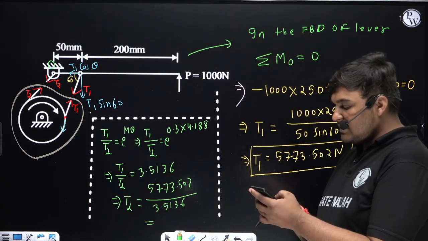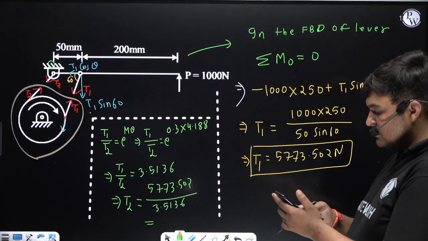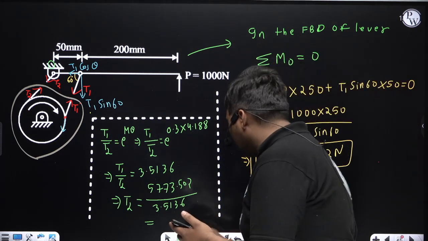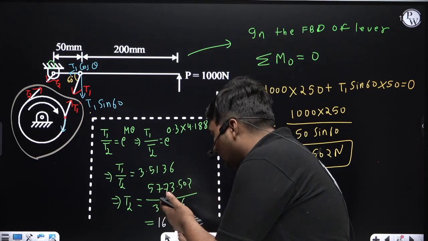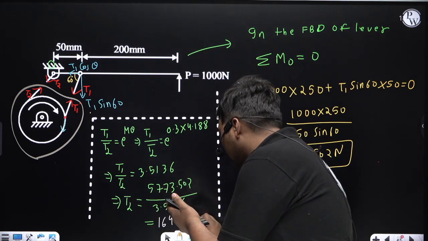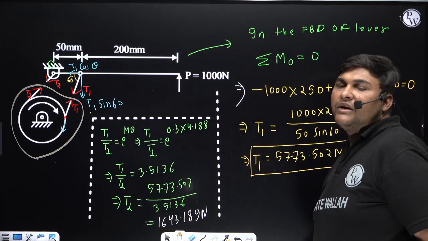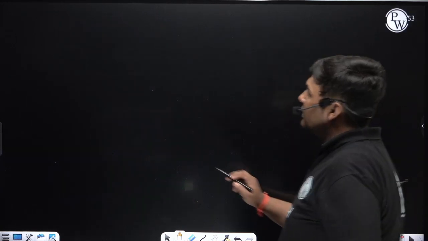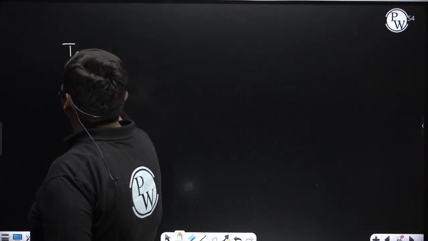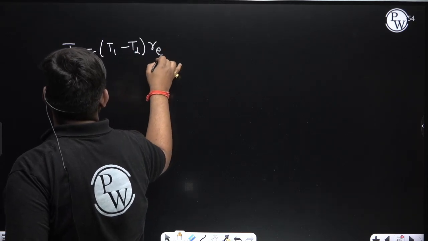And how much is it coming? From 5773.502 divided by 3.5136, you will calculate the value of T2. It will come 1643.189 Newton. And after calculating the values of T1 and T2, we can calculate the braking torque. What is the formula to calculate braking torque? It is T1 minus T2 into Re.